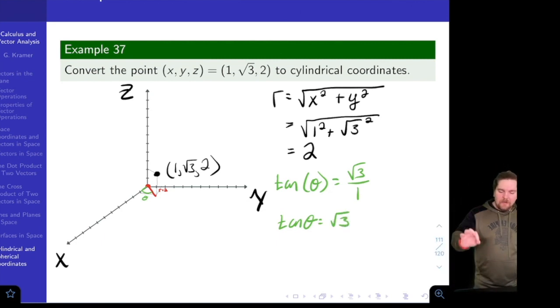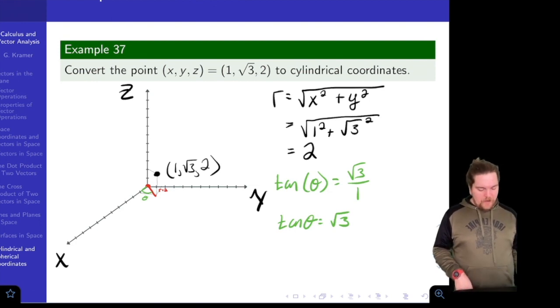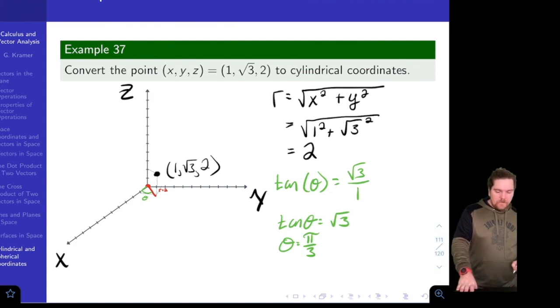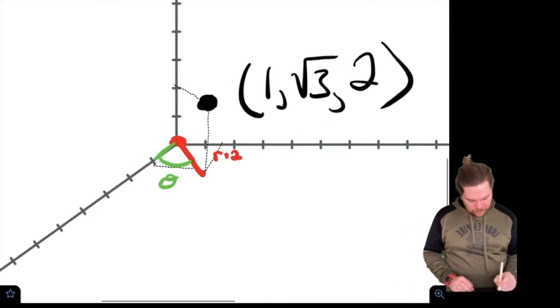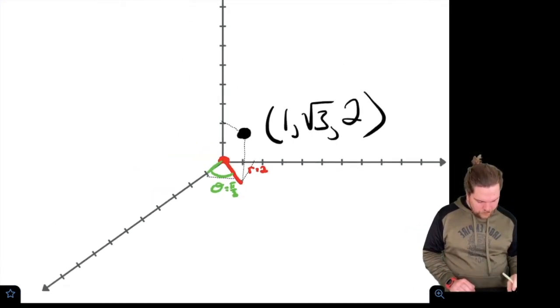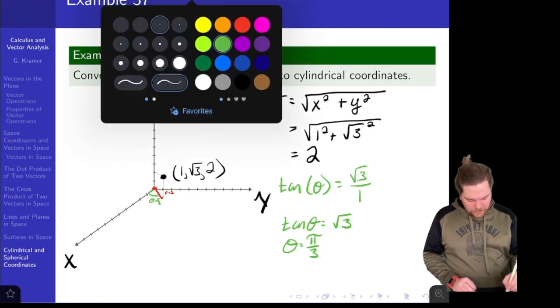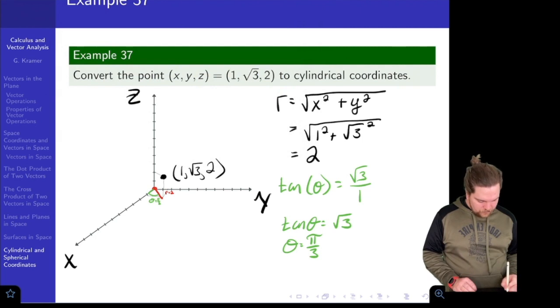And because our angle is between 0 and 90, we could use the inverse tangent or arctangent function to solve for theta. But just thinking about it, we know that the angle theta should be pi over 3, or 60 degrees. So we've got our r value figured out, 2. We've got our angle figured out, pi over 3. And remember, when we're converting from rectangular to cylindrical or from cylindrical to rectangular, the z value just stays the z value. So we're also going to have that z is just equal to 2.